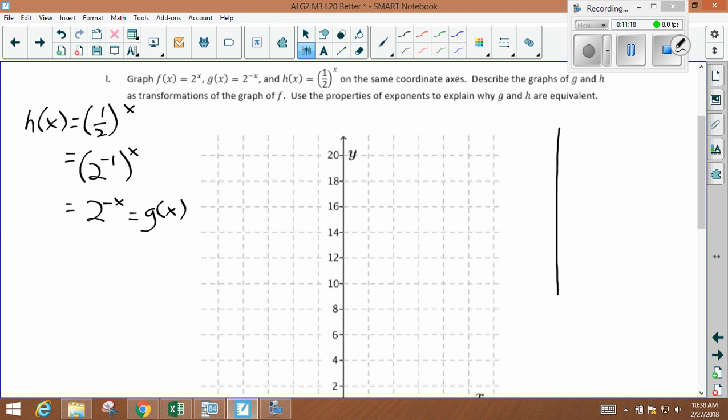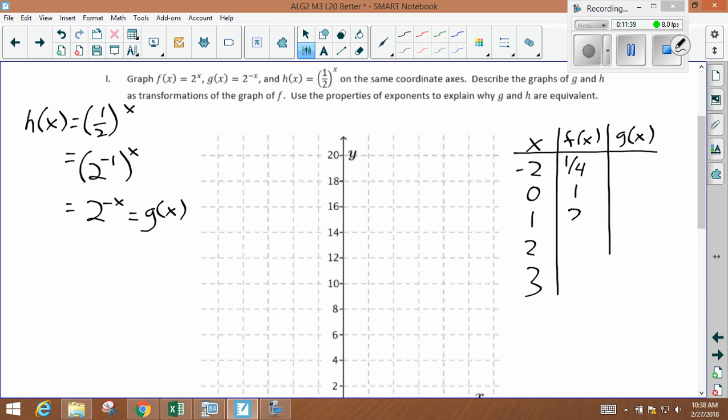I'm going to make a quick table of values for this. And we can choose the same values, negative 2, 0, 1, 2, and 3. And we already determined that this is 1/4, 1, 2, 4, 8, right? We've already done a table of values for f of x on the previous page. So let's see about g of x.